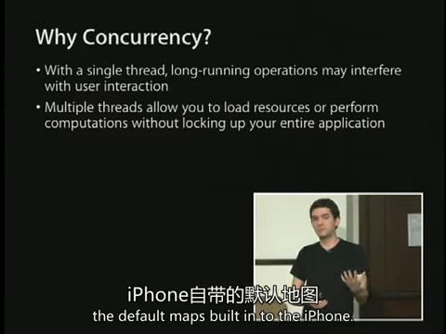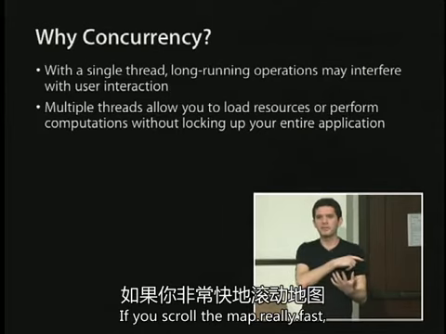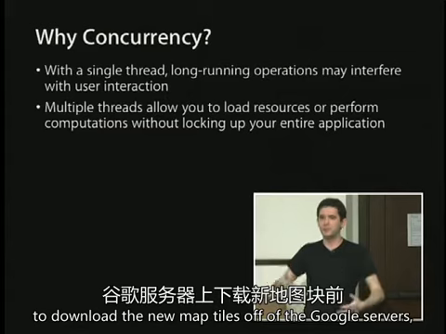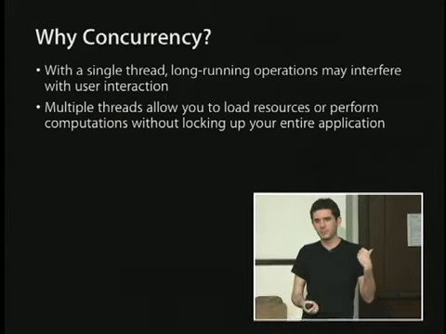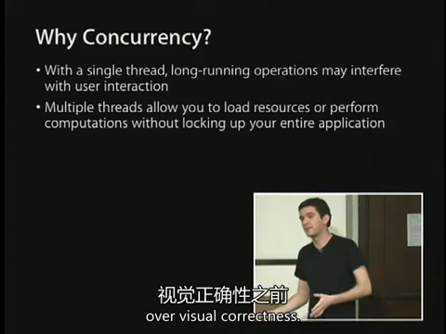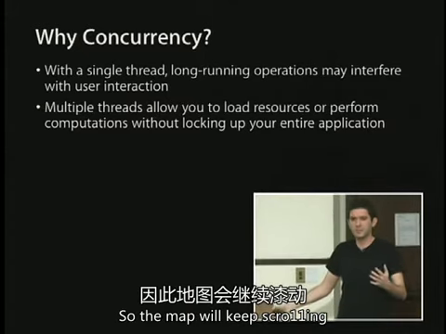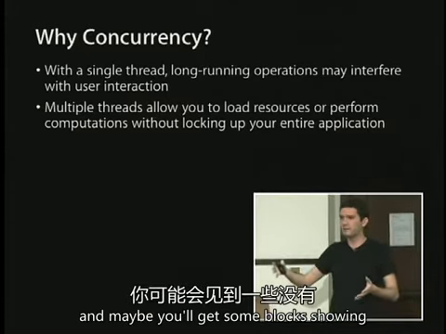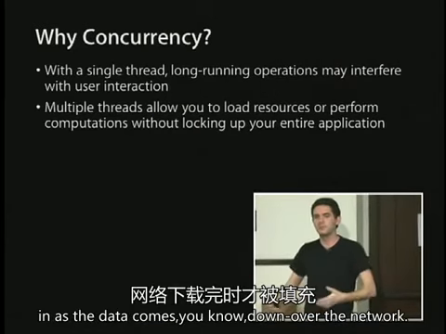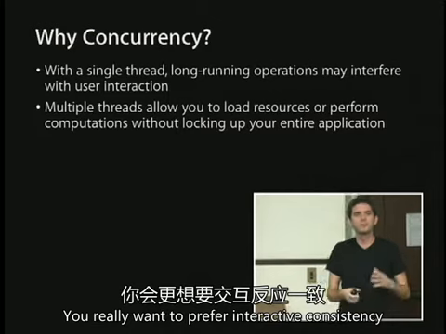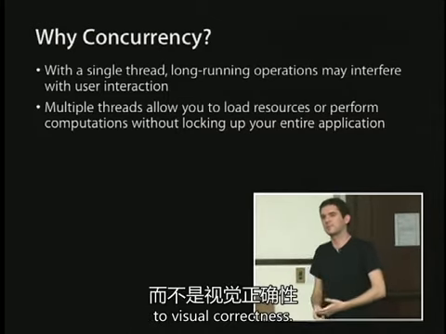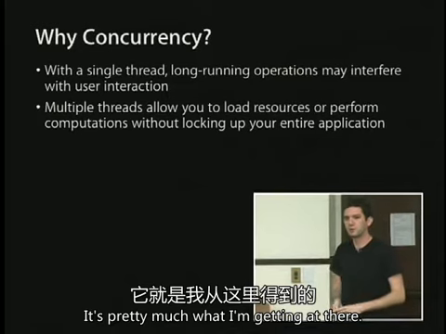built into the iPhone. If you scroll the map really fast, before the phone has actually had a chance to download the new map tiles off of the Google servers, it's going to prioritize user interaction over visual correctness. So the map will keep scrolling, and maybe you'll get some blocks showing up that don't have actual content, and they'll fill in as the data comes down over the network. You really want to prefer interactive consistency to visual correctness is pretty much what I'm getting at there.